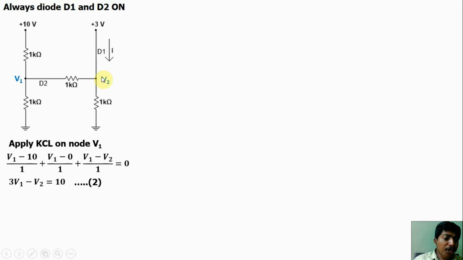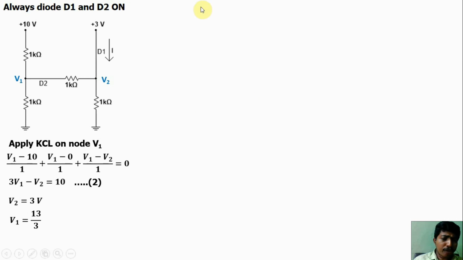Here the V2 voltage is directly given as 3 volt, because the 3 volt source is directly connected at node V2. So V2 is equal to 3 volt. Substitute these values in equation number 2. We will get V1 equal to 13 by 3. Now V1 and V2 are known.